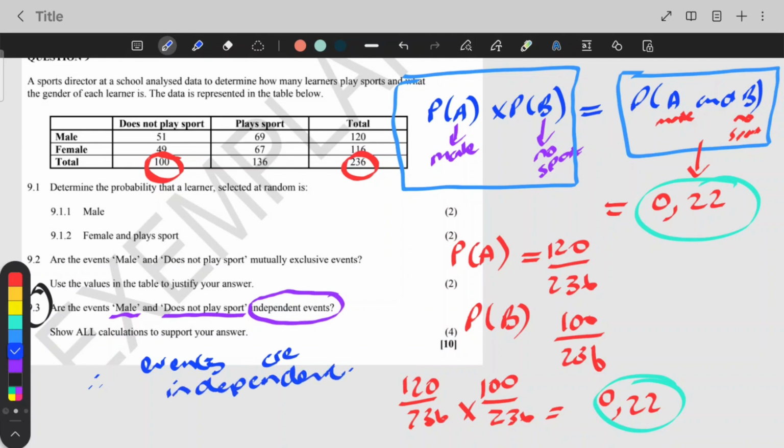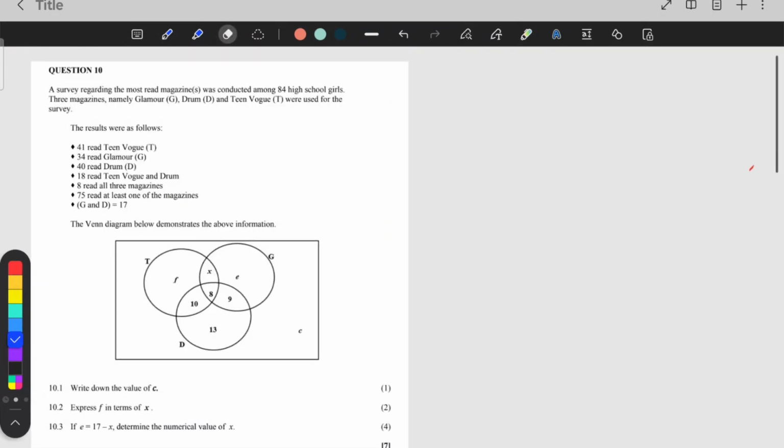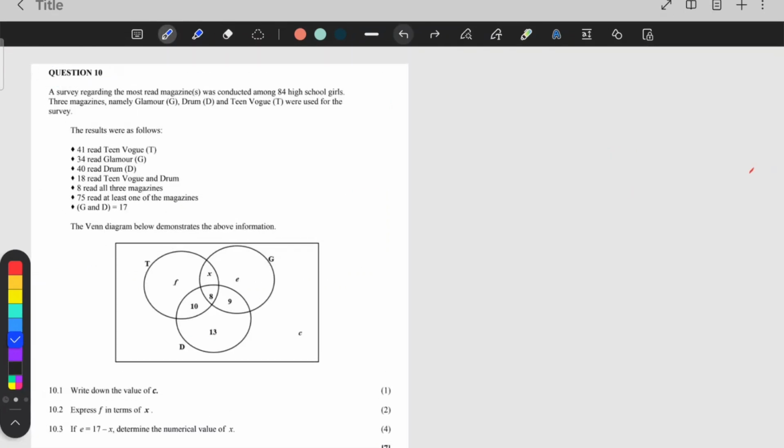And that's how you would do that question. Our next question is question 10. Question 10 says, a survey regarding the most read magazines was conducted among 84 high school girls.